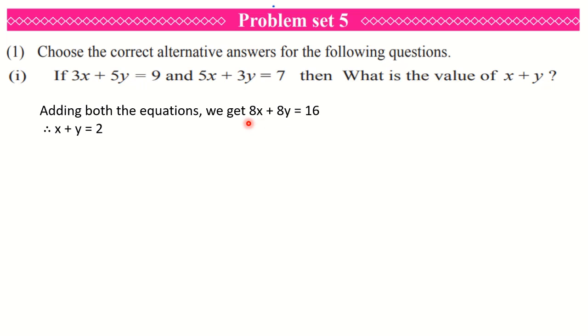Now easily you can see here that all the coefficients are divisible by 8. So if you divide by 8, here you are going to get x plus y, which we want. So when we divide by 8 here, what we are going to get? x plus y is equal to 2. Okay. So from this you can make out that option number A is the correct option.